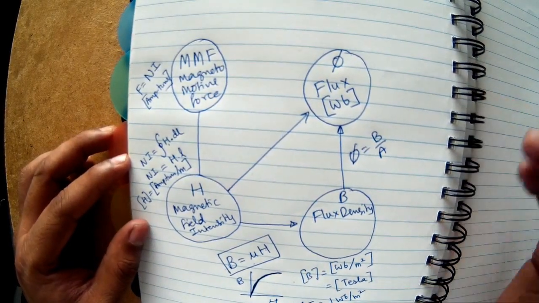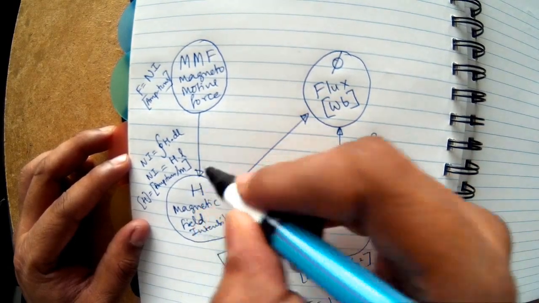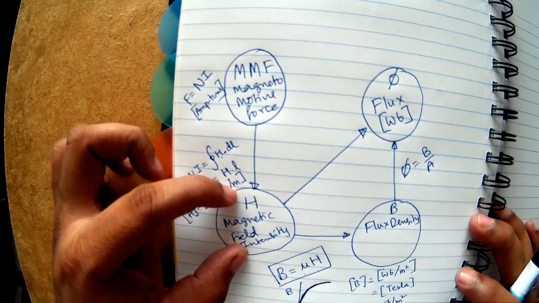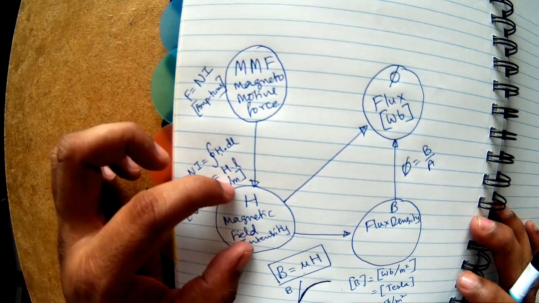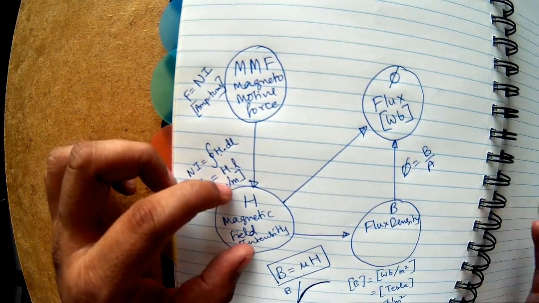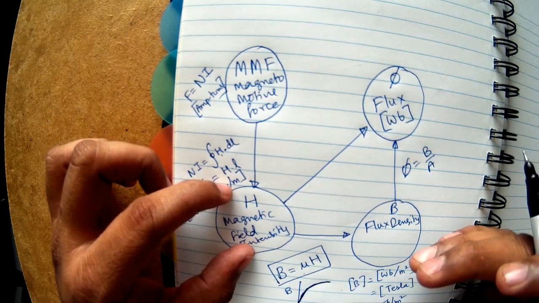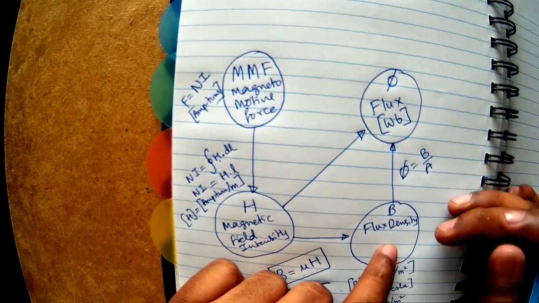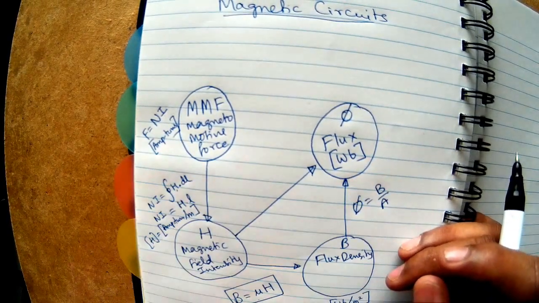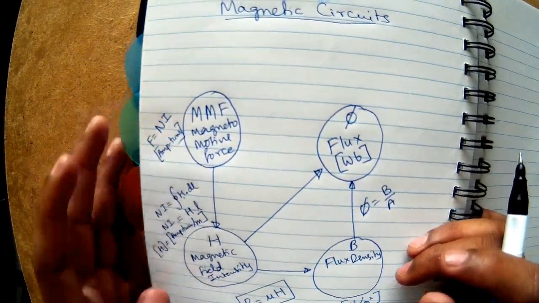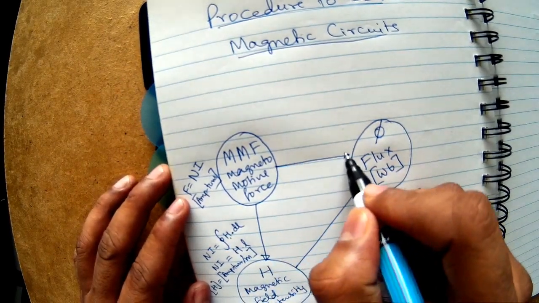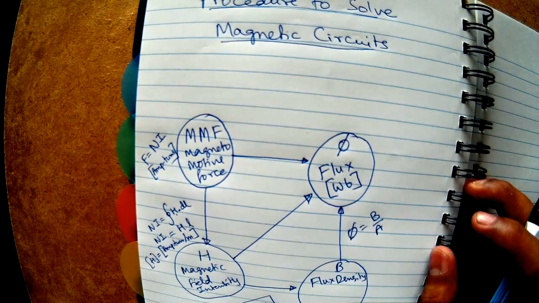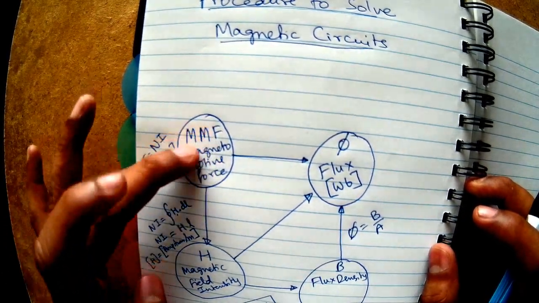Okay. So what if you analyze the story? Magnetomotive force creates magnetic field intensity, and when a certain material is kept inside that magnetic field intensity, that material experiences flux density, or it gives rise to flux. So indirectly, magnetomotive force is giving rise to the flux. Okay. So now this is one path.